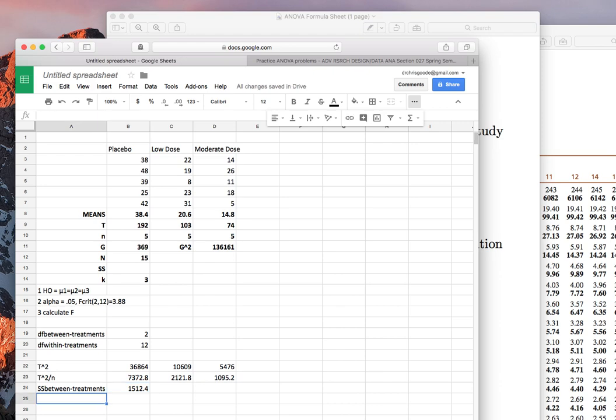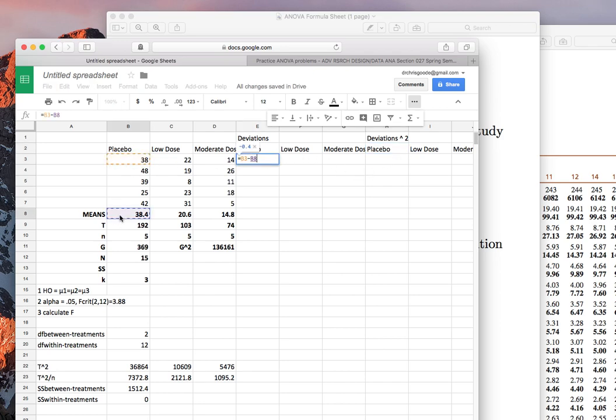Sum of squares within treatments is just going to be the sum of all these sum of squares for each treatment. I know it says 0 right now because we haven't filled anything in yet, but that's what it is, the sum of all of these things. How do we get sum of squares here? Well, we're going to need to calculate deviations for the placebo, low dose, and moderate dose groups, and then we're going to do deviations squared. So these are just subtract the mean for that group, making sure to reference that mean all the way down in this column.